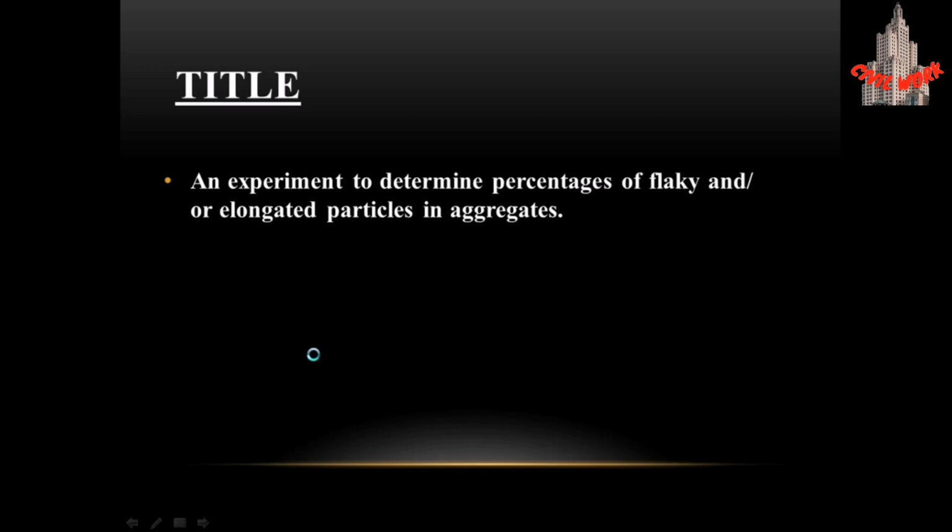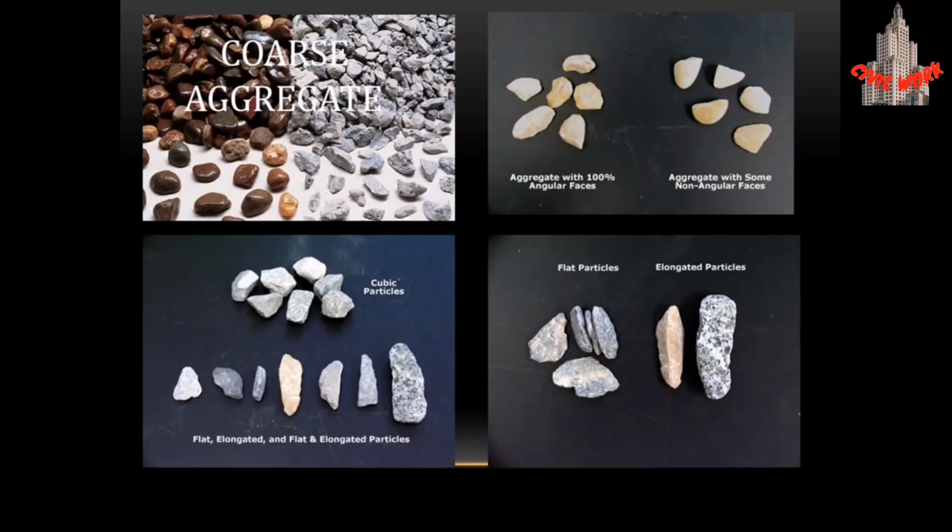The main title is an experiment to determine the percentages of flaky and or elongated particles in aggregates. Now there is a need to tell you what flakiness and elongation are. Flakiness refers to the percentage of aggregate particles that have a flat or elongated shape with a thickness less than 0.6 times their nominal size. In other words, flaky particles are those that are flat, thin, plate-like.